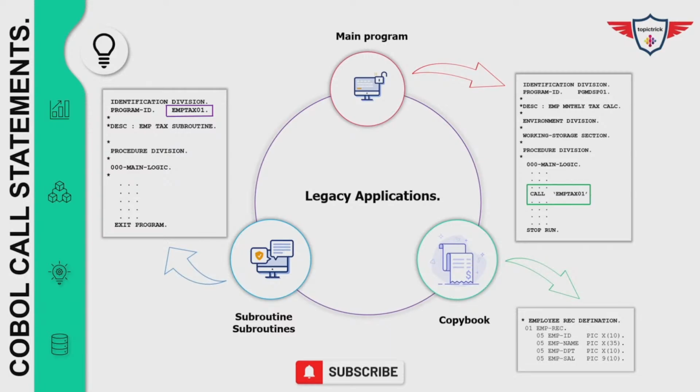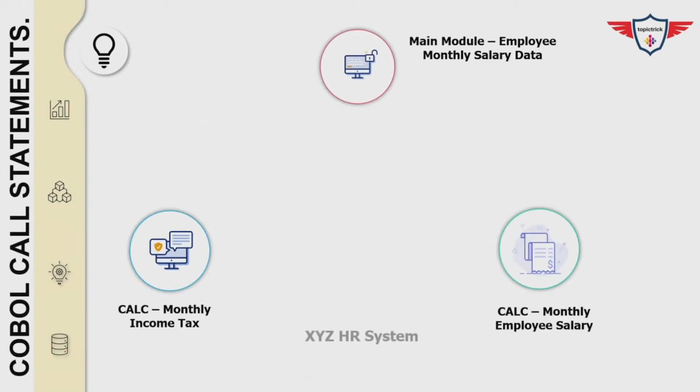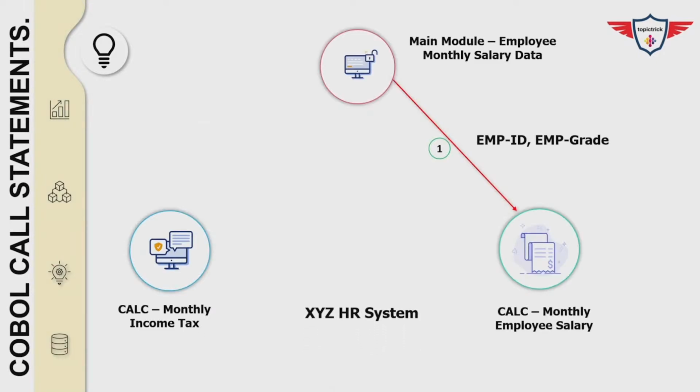Now let's look at a simple example so that you can understand how business functionality is split between a main program and a subprogram. In this example, you have a main program which is calculating the salary of an employee for a specific month.